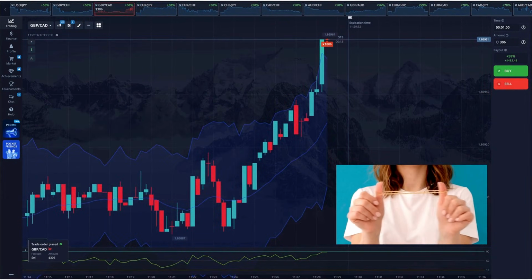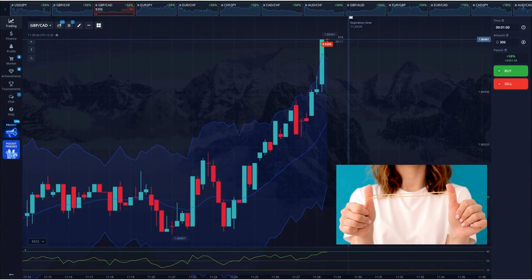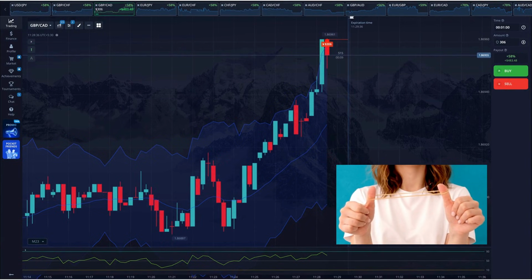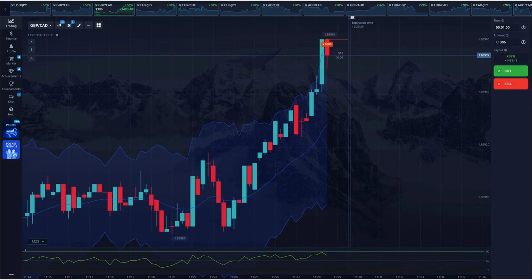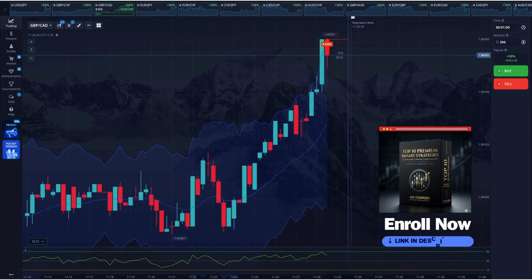Think of the market like a rubber band. If you stretch it too far, too fast, what happens? It snaps back every single time. I call this the rubber band volatility snap.